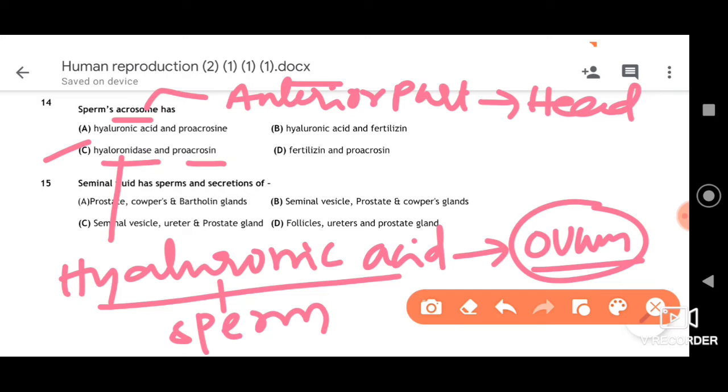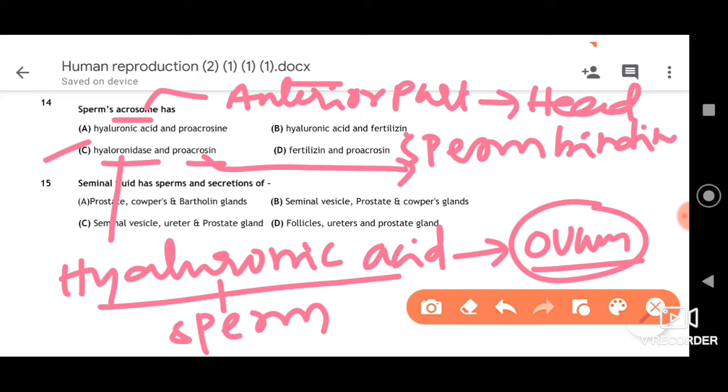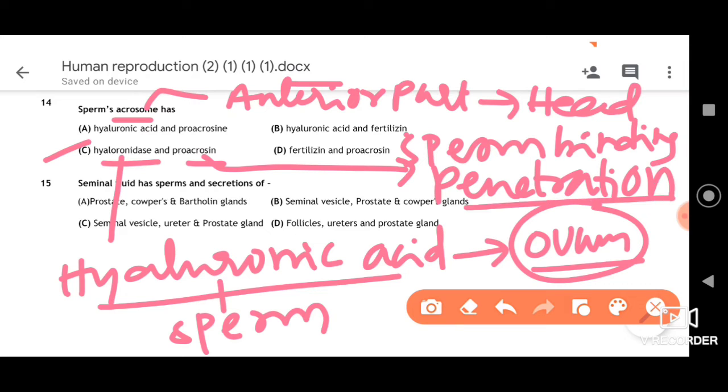And of course acrosin is very important for sperm binding and also for penetration of the sperm into the ovum. These are the two important aspects about acrosin. So the right option here is the acrosome, which is formed from the Golgi bodies and possesses hyaluronidase and proacrosin. So please go for option C. That is your right answer for question number 14.